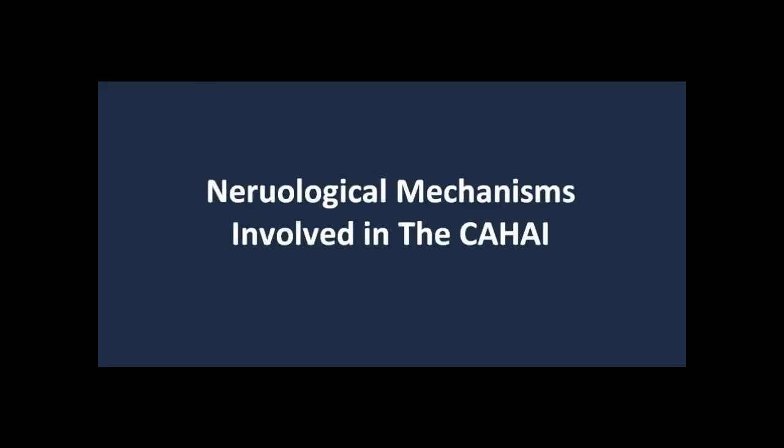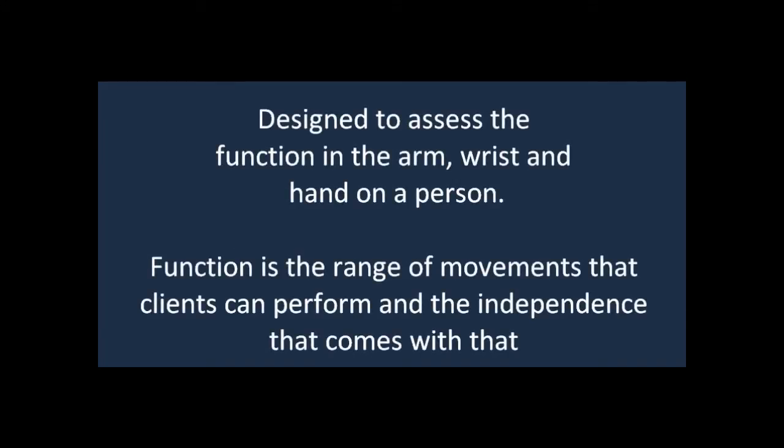Part 2. The neurological mechanisms. A Chedoke is designed to test the function of someone when there is a deficit in their arm, hand, and wrist. Function can be described as the ability of someone performing a physical task.